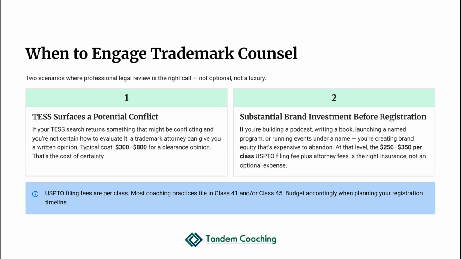2 scenarios are when engaging a trademark attorney earns its fee. First, TESS surfaces something potentially conflicting and you can't read the conflict confidently on your own. The confusion analysis is genuinely fact-specific to your name, the prior mark, and the channels both of you operate in. An attorney conflict opinion runs $300 to $800 and protects you from spending more on brand expression that would have to be unwound. Second, you're investing substantially in brand building before you've filed a federal registration.